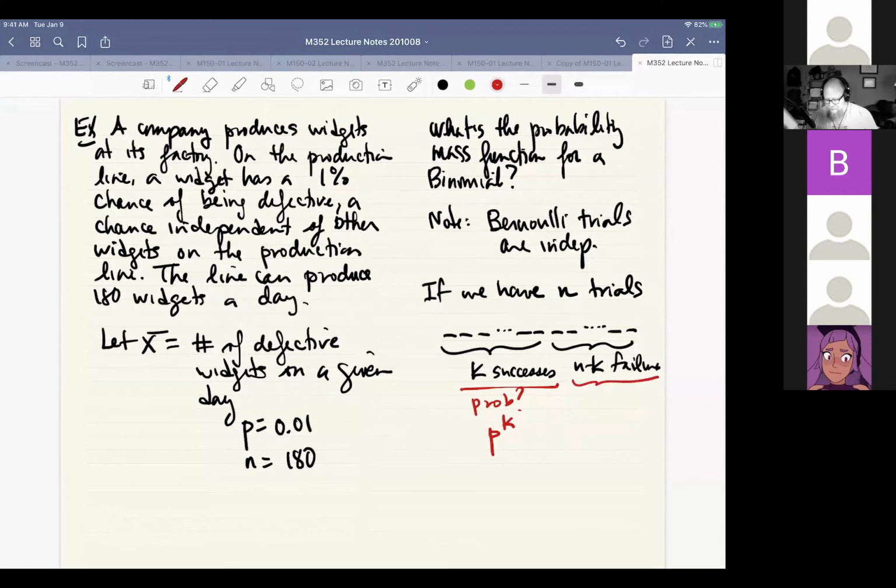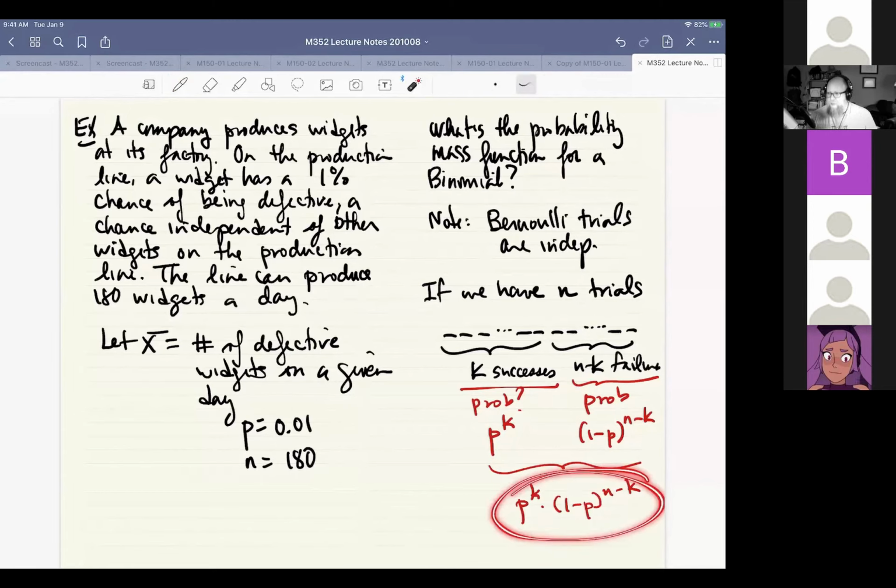At the same time, you want exactly n minus k failures. And so what's the probability of that? Well, the probability of a failure is 1 minus p. So the probability of n minus k failures is 1 minus p, quantity to the n minus k. And what's the probability these happen at the same time? Well, you have to multiply them because they're independent. So the probability that we get exactly k successes out of n trials is going to involve this number.